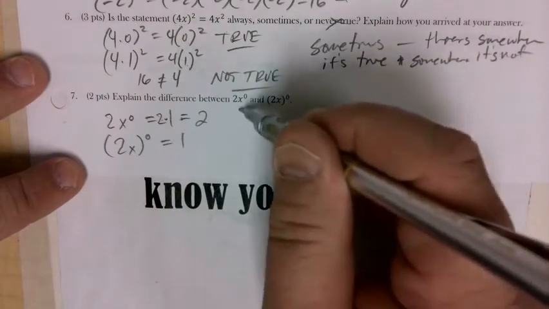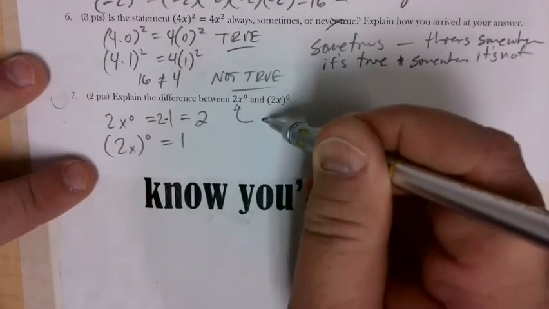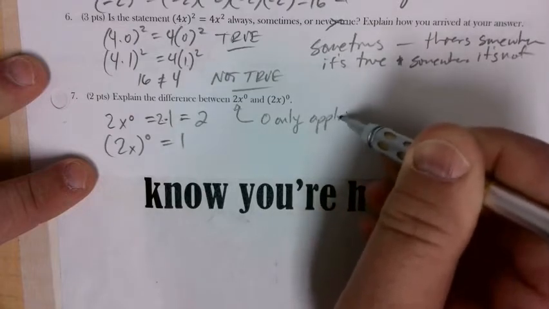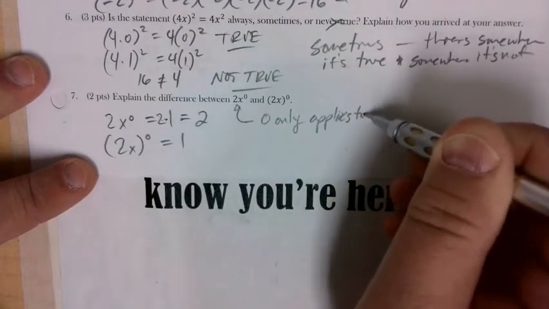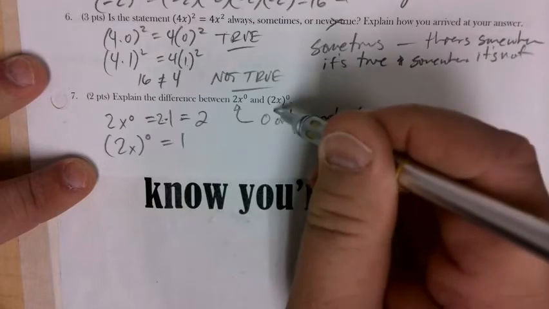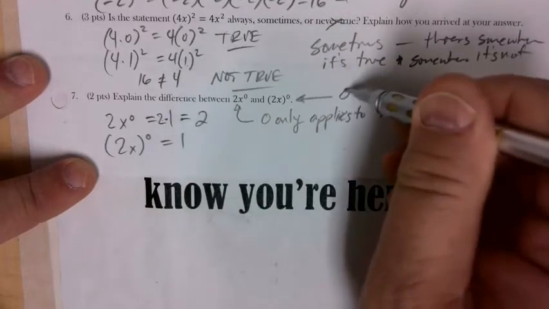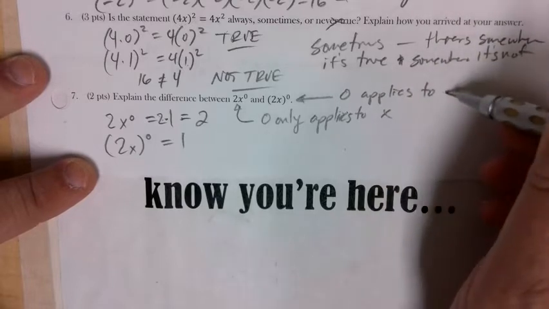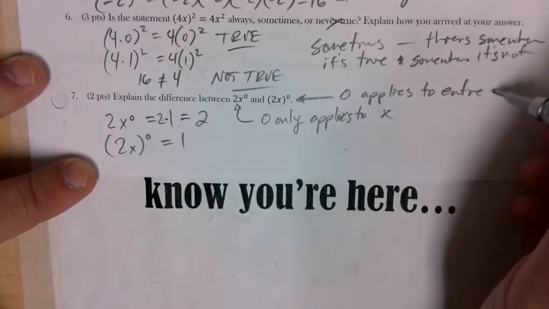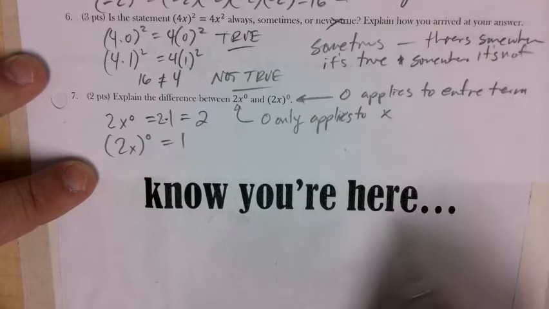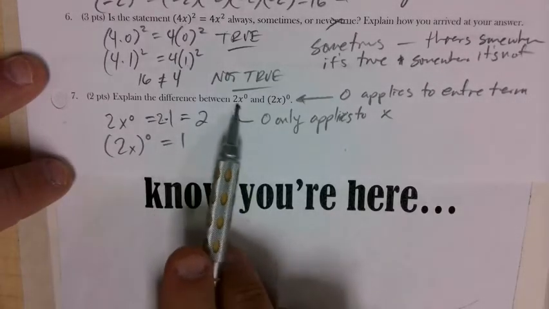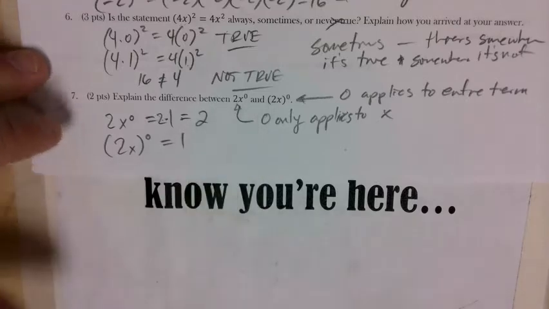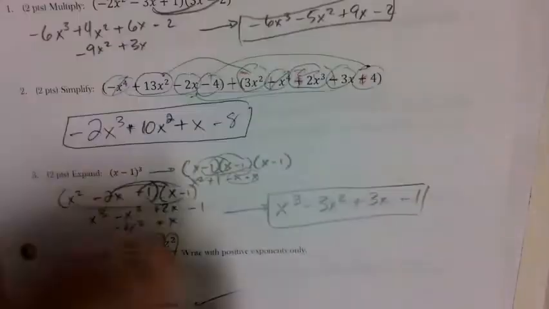(2x) to the power of 0 is equal to 1 because anything to the power of 0 is 1. Here, the 0 only applies to the x. Here, the 0 applies to the entire term. There's the difference. And so no matter what, this is always going to equal 2, and this is always going to equal 1. Okay, moving on.